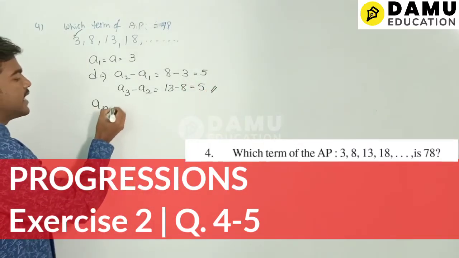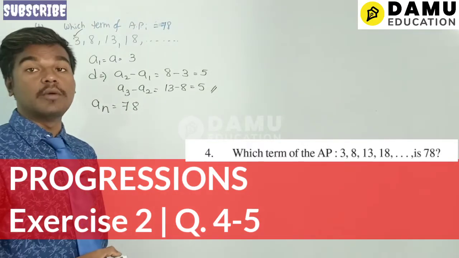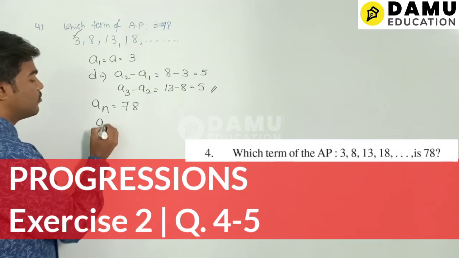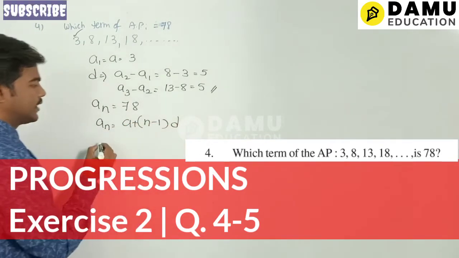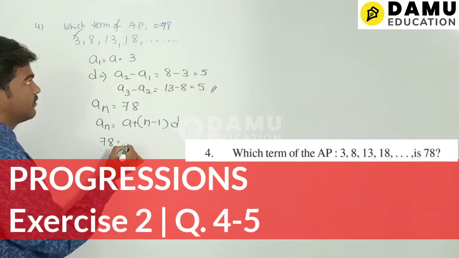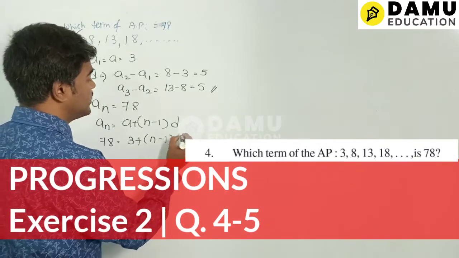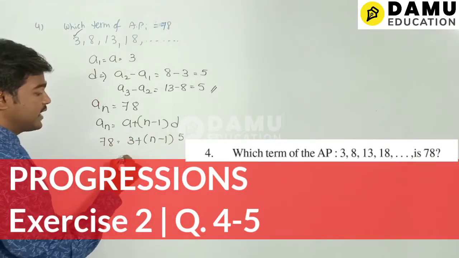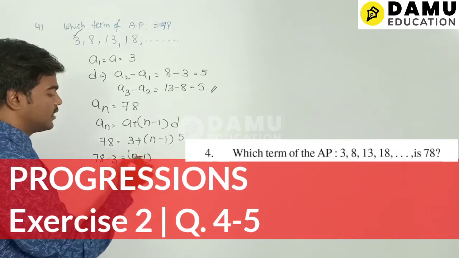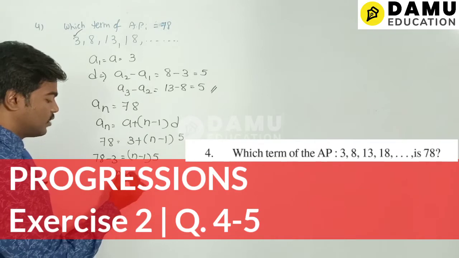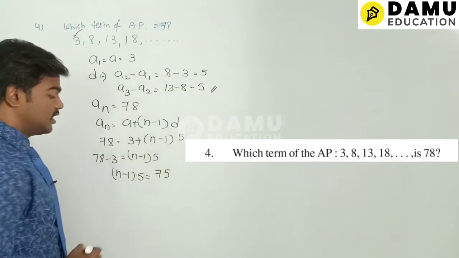So we know that the nth term is given as 78. We have to find which term, the n value, how many terms there are. So what is the formula? An will be equal to A plus (n minus 1) into D. So here the nth term will be equal to 78, A will be 3, and the common difference is 5. So we get 78 minus 3 equals (n minus 1) into 5. So (n minus 1) into 5 will be equal to 78 minus 3, which is 75.